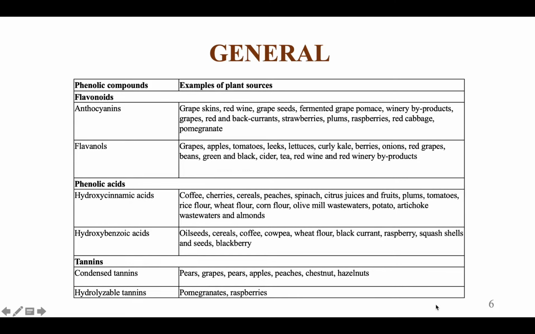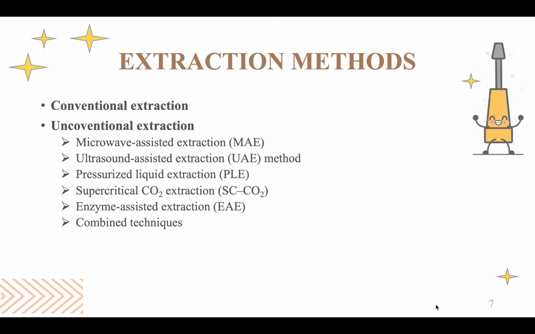There is a table listing some small components of the phenolic compounds, and here are examples of the plant sources from which we can take some of these components. And now we move on to the important part, the extraction methods. We have two ways: conventional extraction and unconventional extraction.